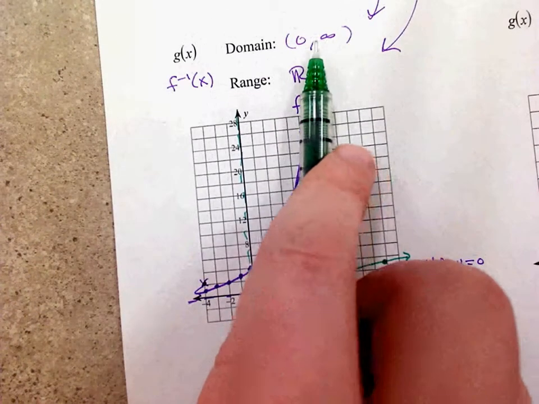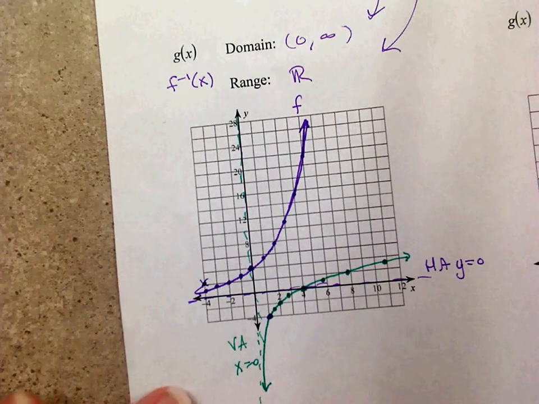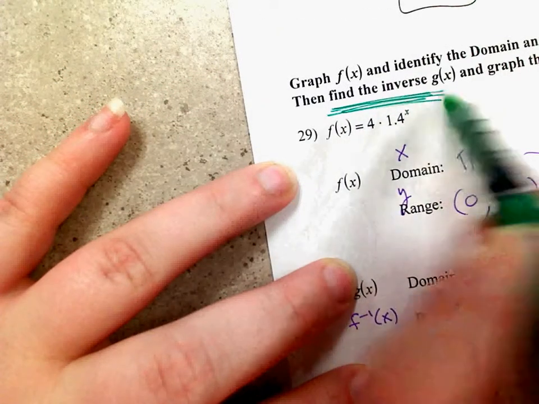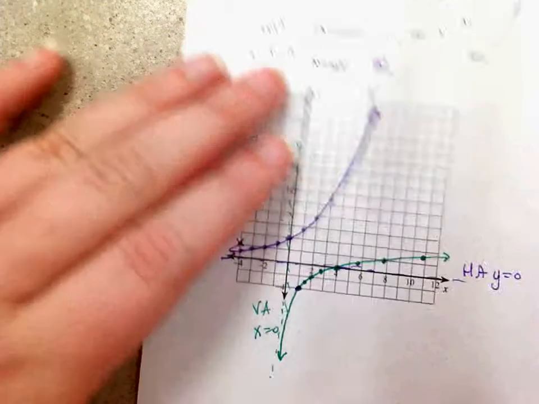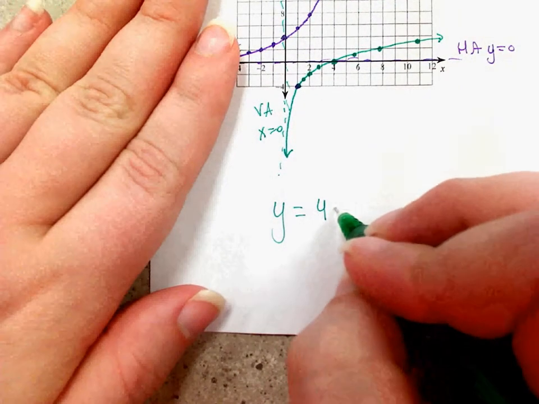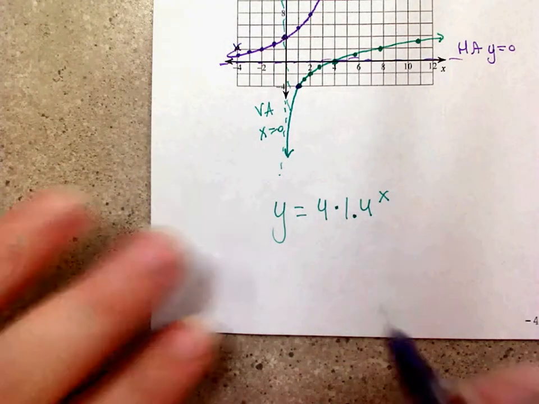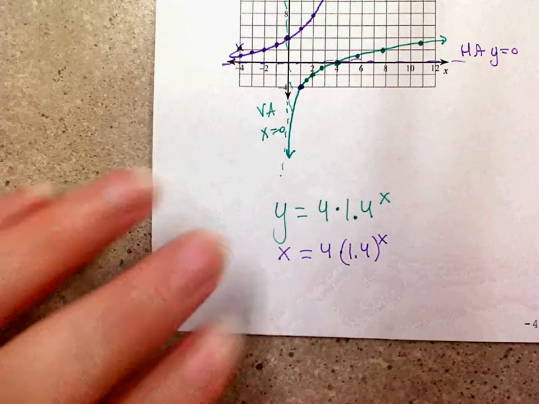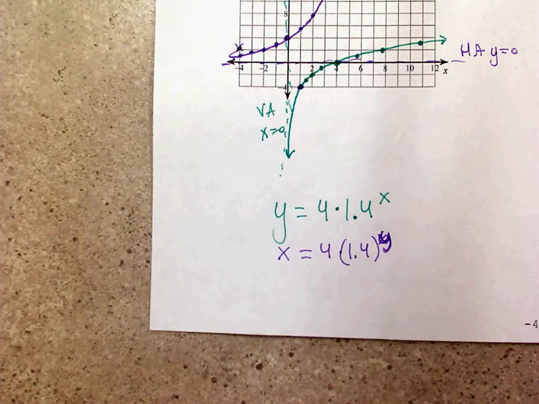Okay, what's the only thing we haven't done? Find the inverse. We didn't actually find the inverse. So if y equals, let's write this down. y equals 4 times 1.4 to the x. How do you find the inverse? What do you do first? Okay, x equals 4 times 1.4 to the y. Oops, sorry, you're right, to the y. Now what do I do? I need to solve for y, right? What do you need to get rid of before you can get that out of the power? The 4.